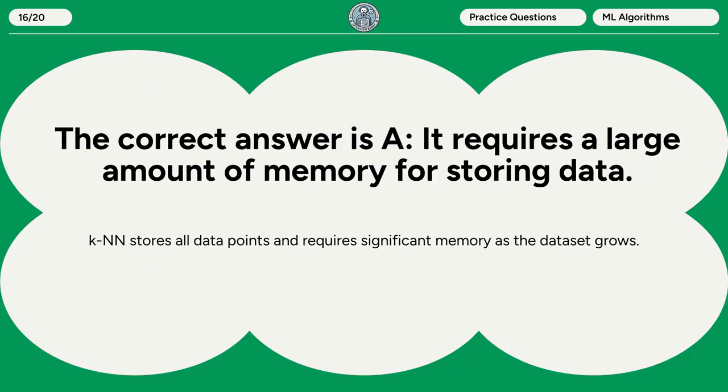The correct answer is A. It requires a large amount of memory for storing data. KNN stores all data points and requires significant memory as the dataset grows.